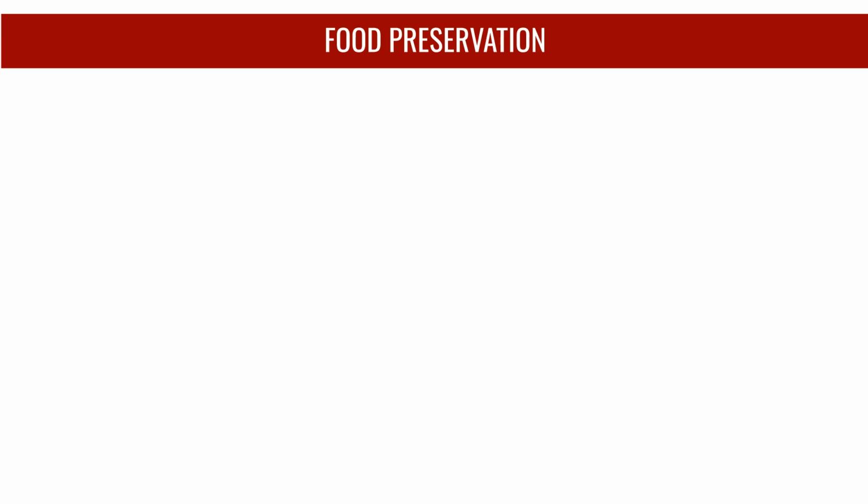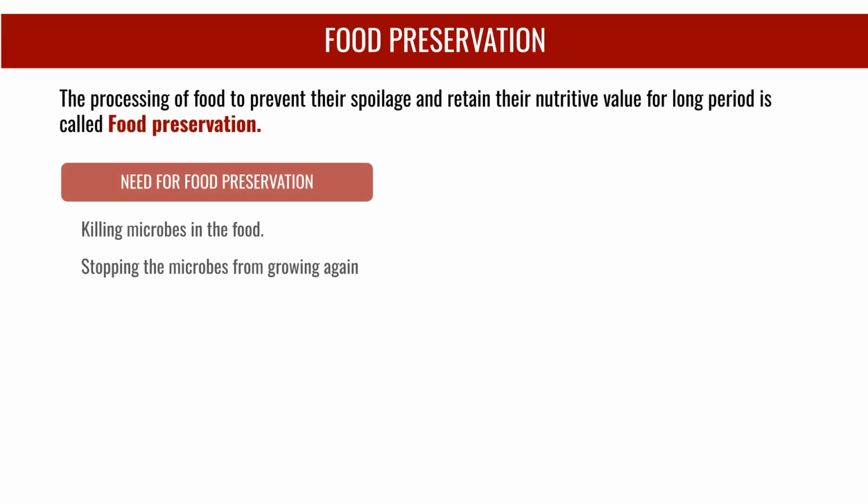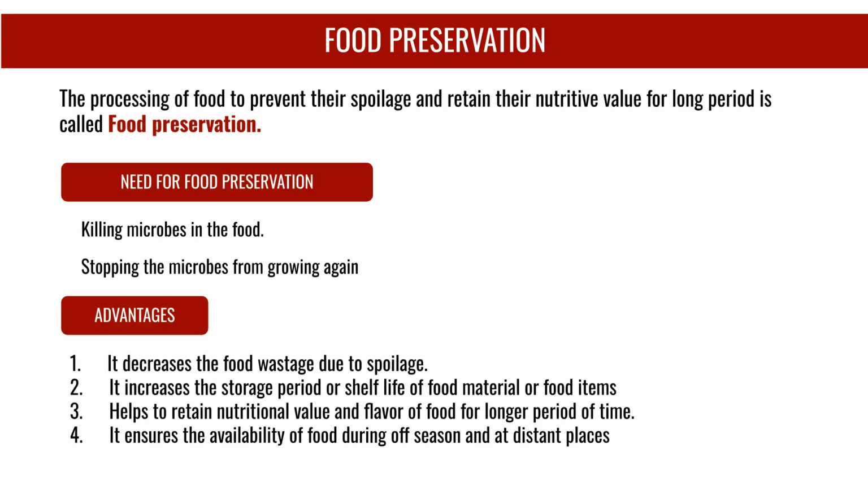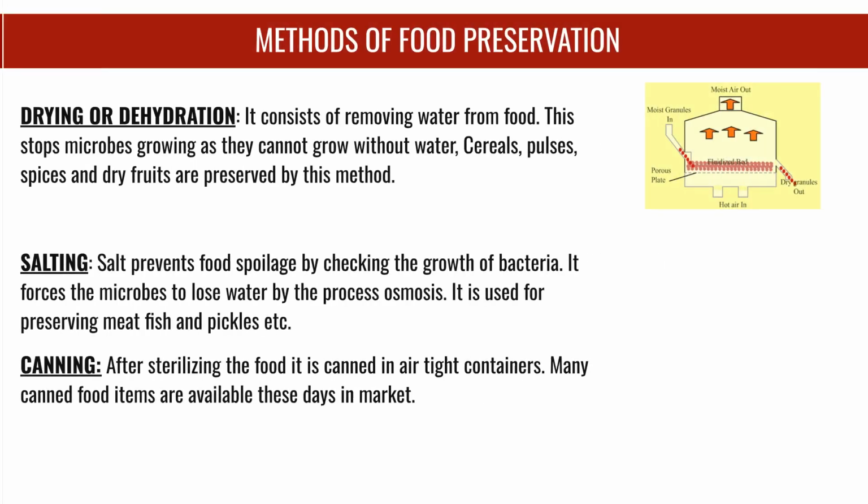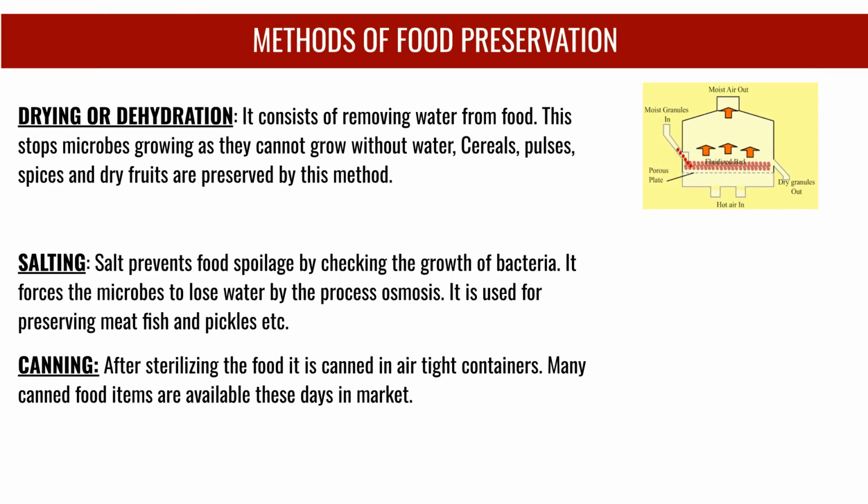Food preservation is the processing of food to prevent spoilage and retain nutritive value for a long period. This is needed to kill and stop microbes from growing, reducing wastage, increasing shelf life, retaining nutritional value, and ensuring food availability. Methods of food preservation include drying or dehydration, which removes water to stop microbial growth.